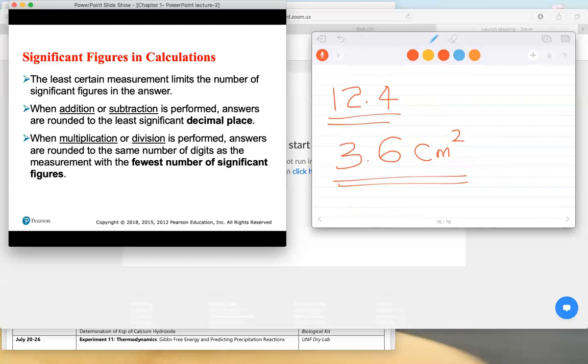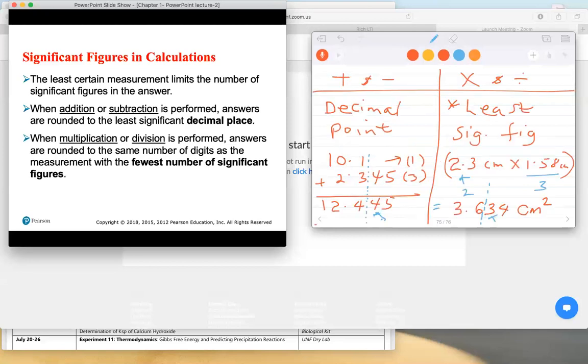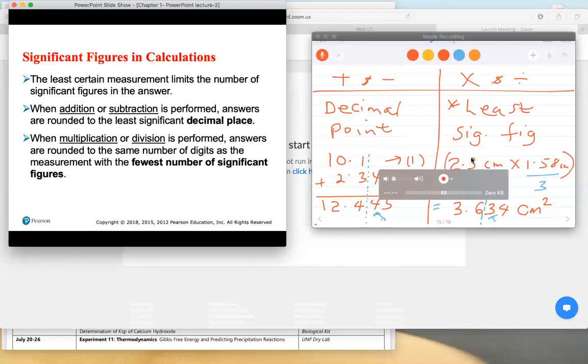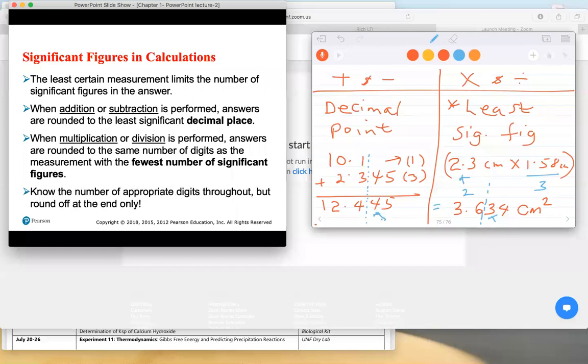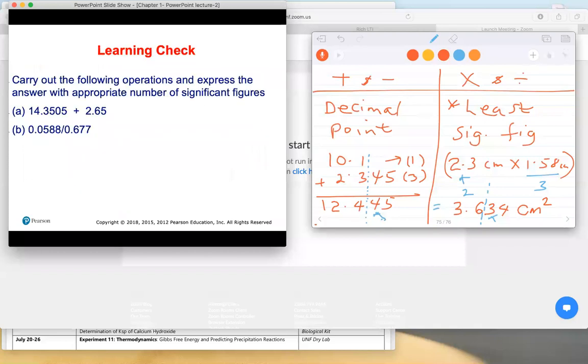You could ask me, suppose you have 3 and 3. If it is 3 and 3, it doesn't really matter, it's the same thing. If this one had 3 significant figures and this one had 3 significant figures, then we'll just round off our final answer to 3 significant figures. So you drop the rest. You got to know how to drop the rest.